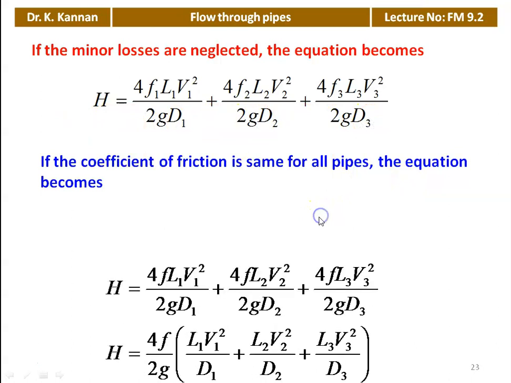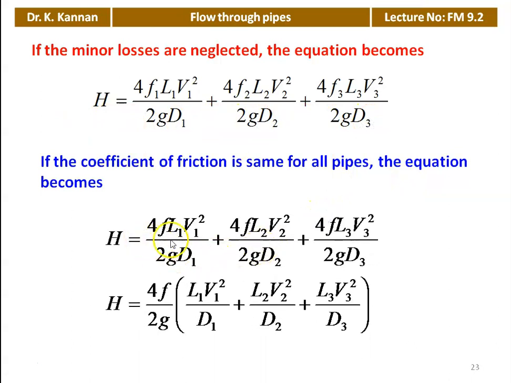Now if the coefficient of friction is the same for all the pipes, F1, F2, F3 being the same value, then the equation is 4F L1 V1 square by 2g D1 plus 4F L2 V2 square by 2g D2 plus 4F L3 V3 square by 2g D3, or we can write 4F by 2g into L1 V1 square by D1 plus L2 V2 square by D2 plus L3 V3 square by D3. And this equation you have to remember.